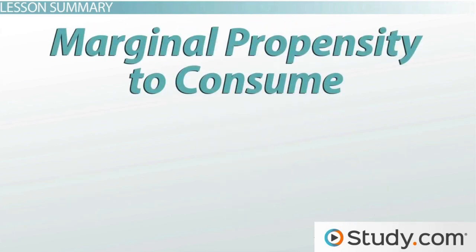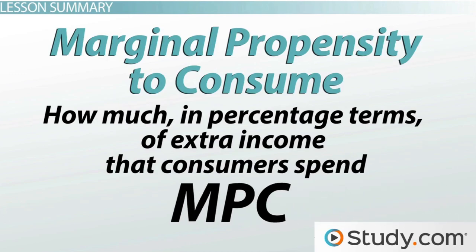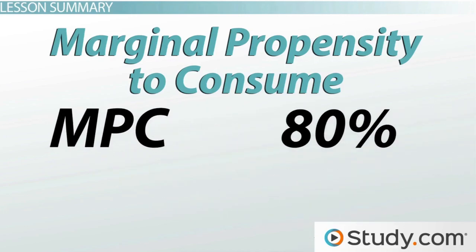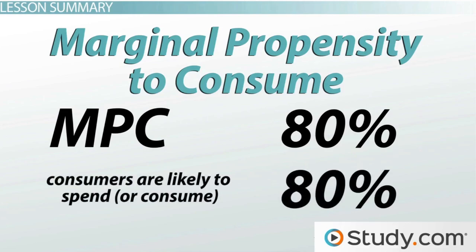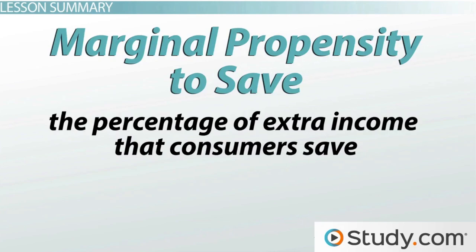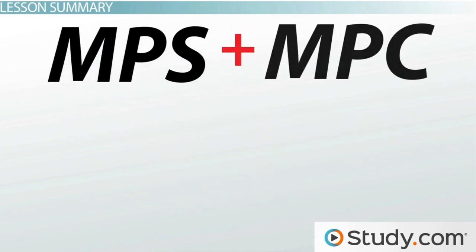The marginal propensity to consume is how much, in percentage terms, of extra income that consumers will spend. Economists call it MPC for short. So if the MPC is 80%, that means that consumers are likely to spend or consume 80% of any extra income that they get. The marginal propensity to save is the percentage of extra income that consumers save. Economists call that MPS for short. It's basically the inverse of the marginal propensity to consume. And because we're talking about a percentage of income, both of these percentages will always add up to 100%.